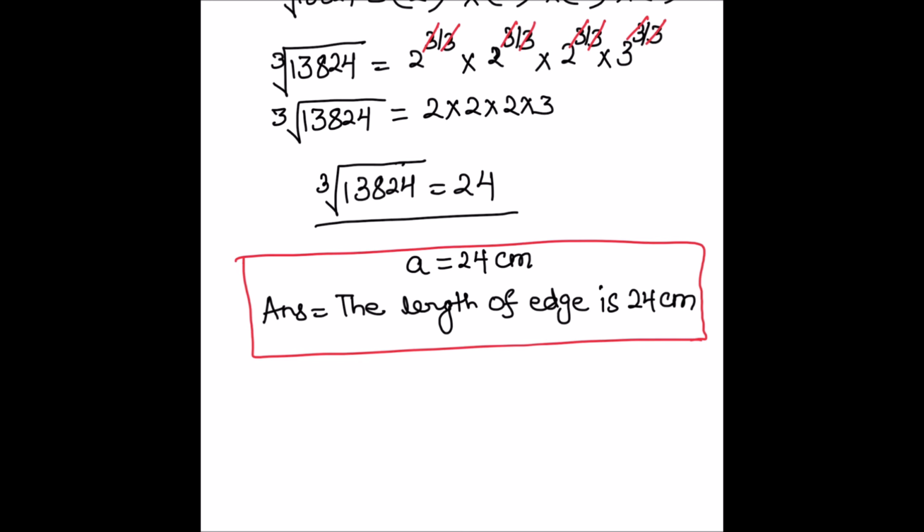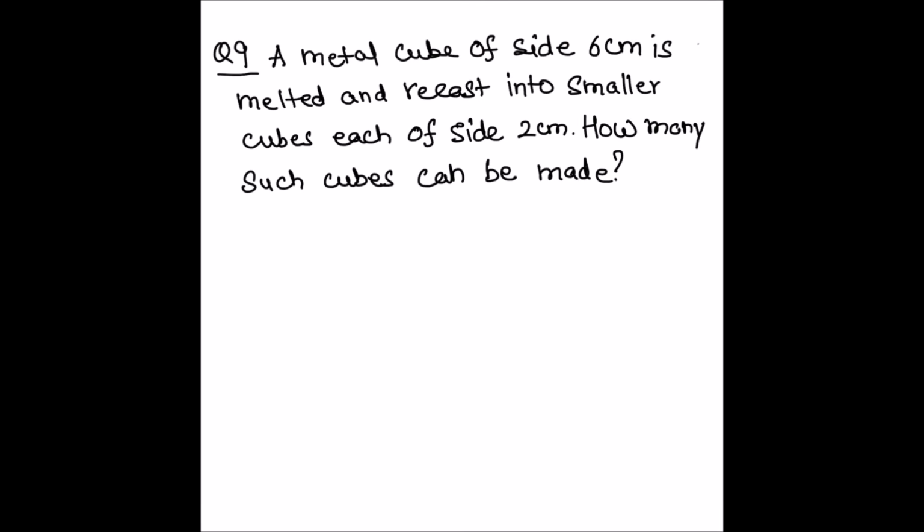Let's move on to our next question, question 9. So our next question is, a metal cube of side 6 cm is melted and recast into smaller cubes each of side 2 cm. How many such cubes can be made? So here we have two metal cubes. One is with side 6 cm and another one is side 2 cm.